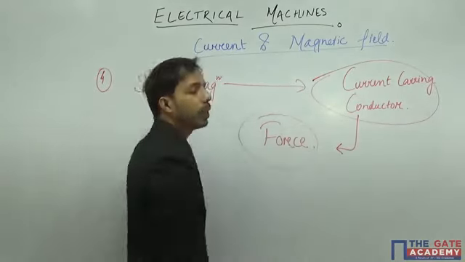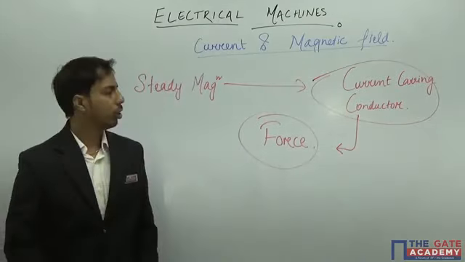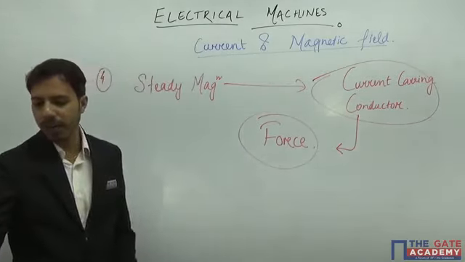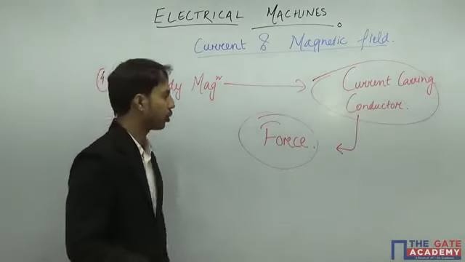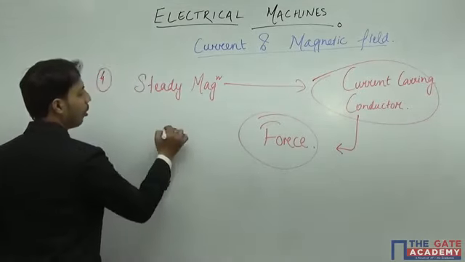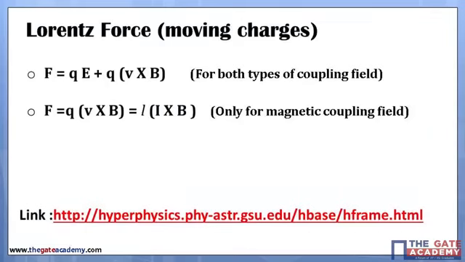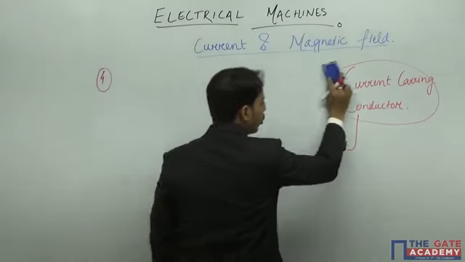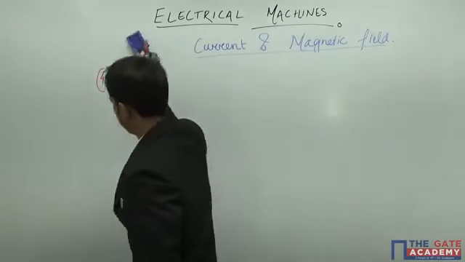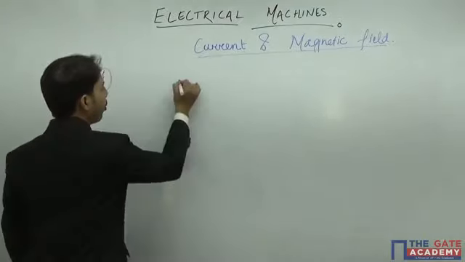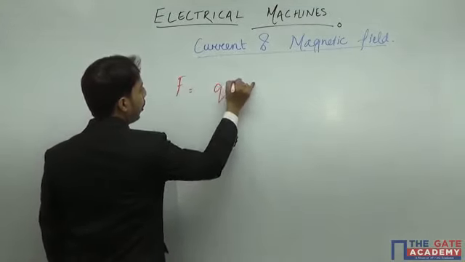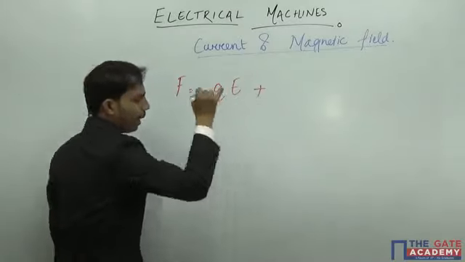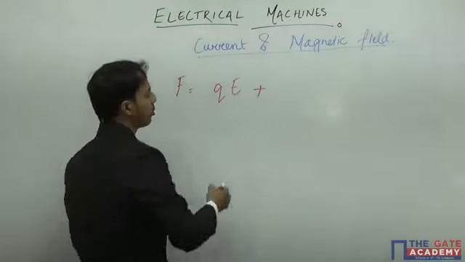It will experience a force, and that force is given by the Lorentz force. Now, the expression for Lorentz force we know is F is equal to Q into E plus Q into V cross B.